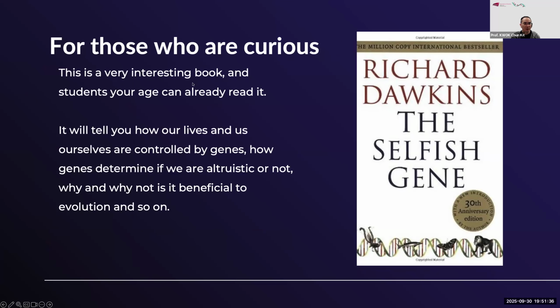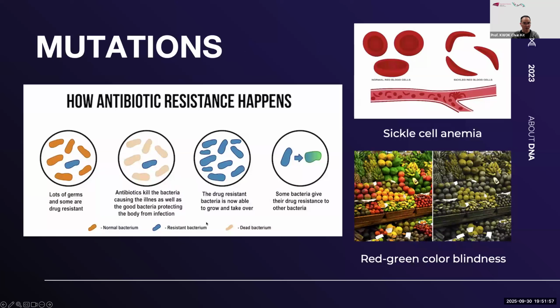For those who are curious, this is also a very interesting book, and students at your age can already read it and understand it. It will tell you how our lives and ourselves are controlled by genes, and how genes determine whether we are altruistic or not, and why or why not it is beneficial to evolution.